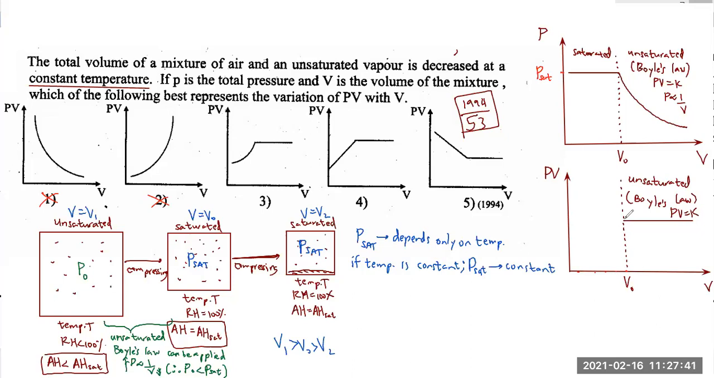Now, for example, at this point PV, let's say pressure saturated. Okay, let's say the volume is 5. So what is the value of PV? 5 into P saturated. And when volume is 4, 4 into P saturated. When volume is 3, 3 into P saturated. Then when volume is 2, 2 into P saturated. When volume is 1, 1 into P saturated. Therefore, the multiplication of PV is going to reduce like this straight line. Hope you guys understood that.